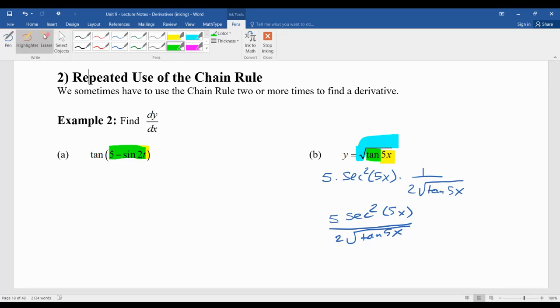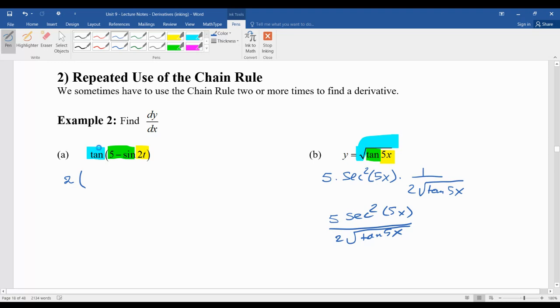Let me change something. Take this out. Okay, good. So 5 minus sine of 2t. You can look at it this way. And then the last one is a tangent. So let's start with 2t. The derivative of 2t is 2.